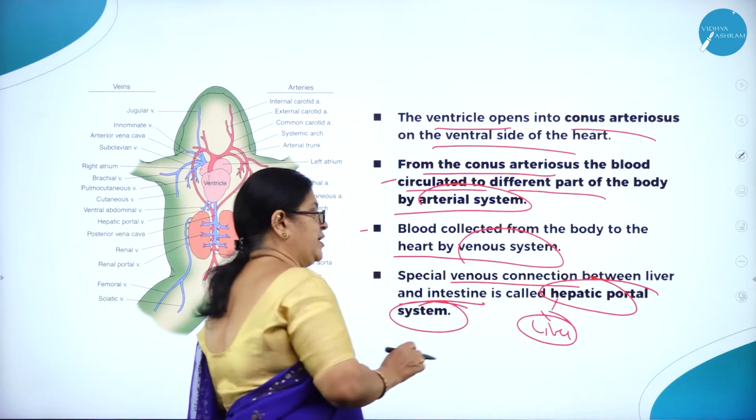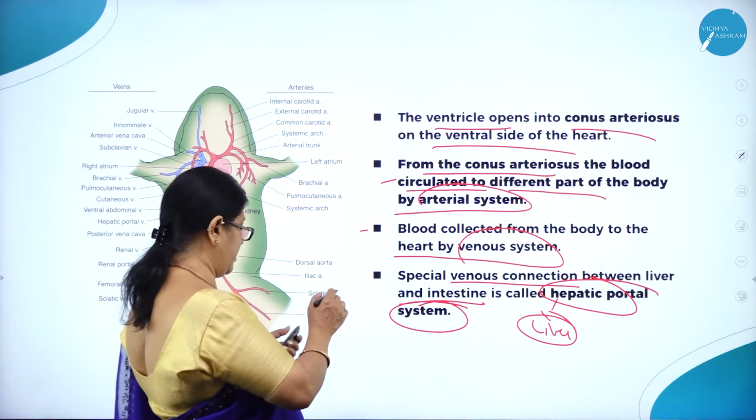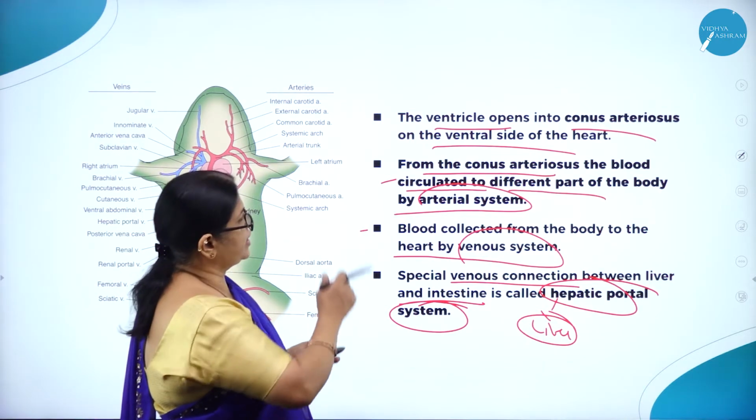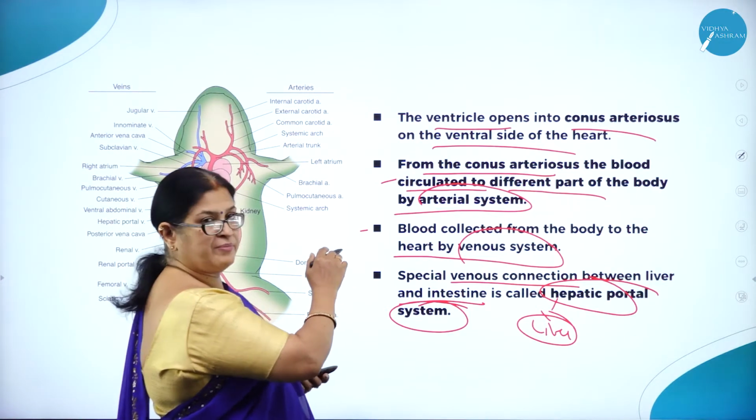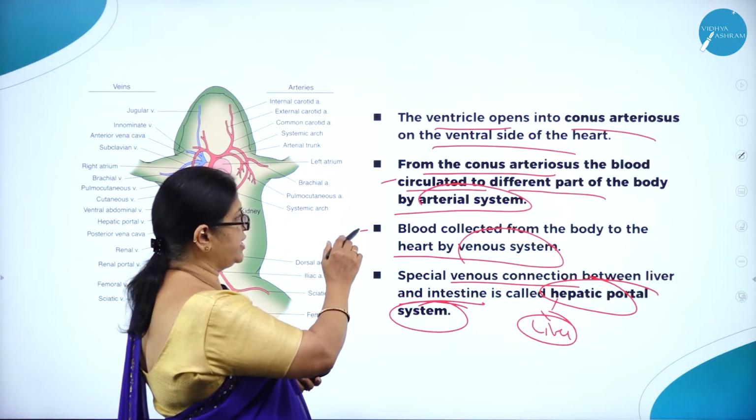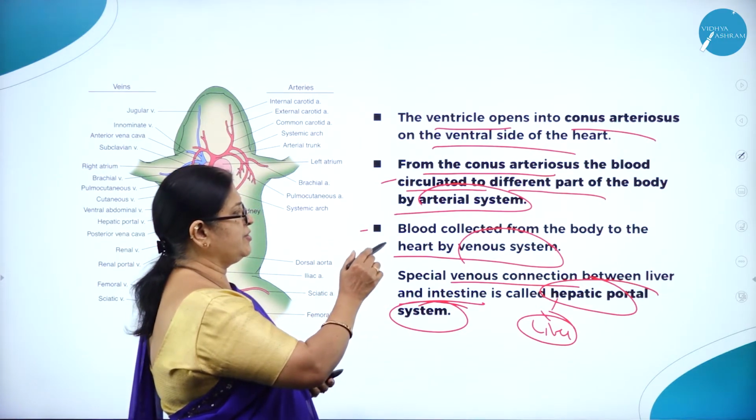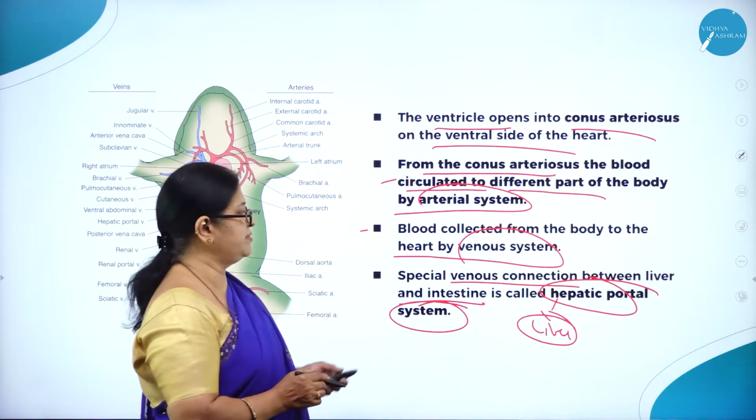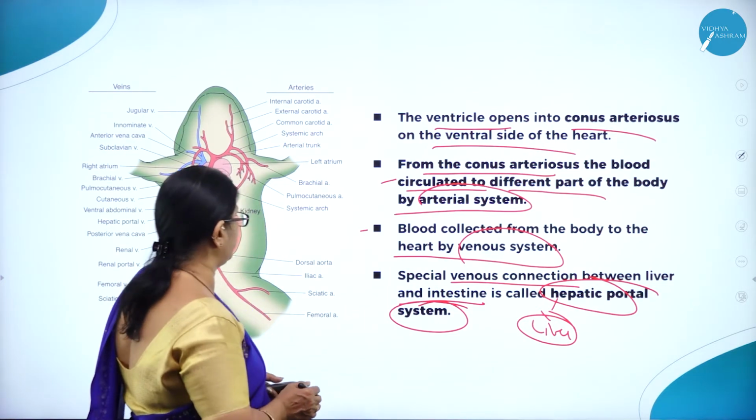Portal means supply. So a special venous connection between liver and intestine is called the hepatic portal system. The ventricle opens into the conus arteriosus on the ventral side of the heart. From the conus arteriosus, the blood is circulated to different parts of the body by the arterial system. Blood is collected from the body to the heart by the venous system.